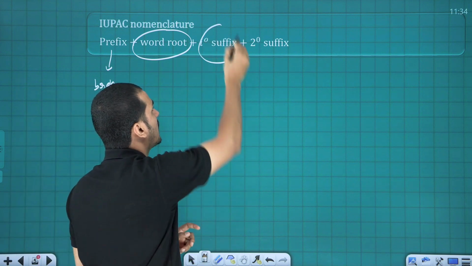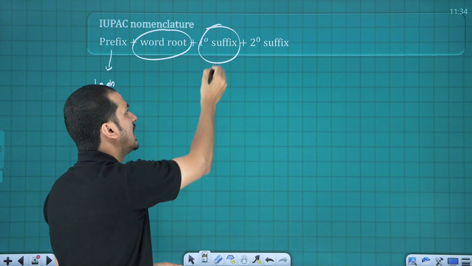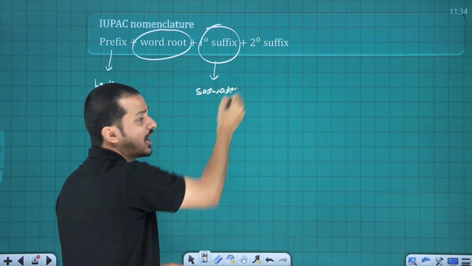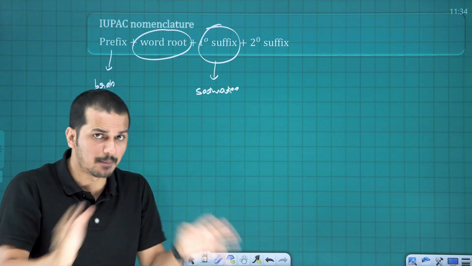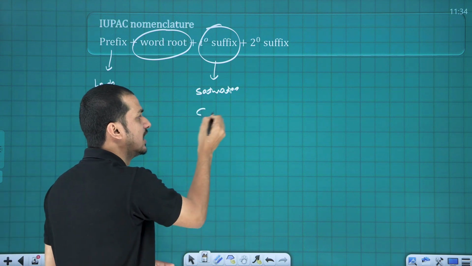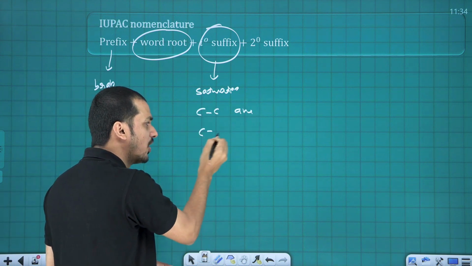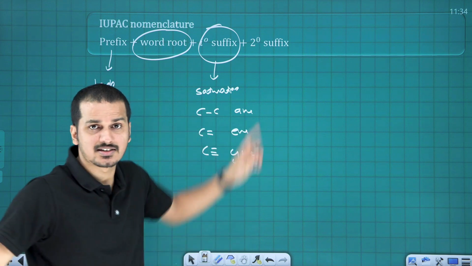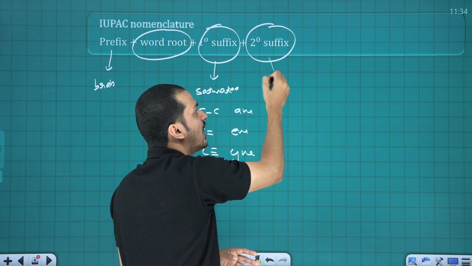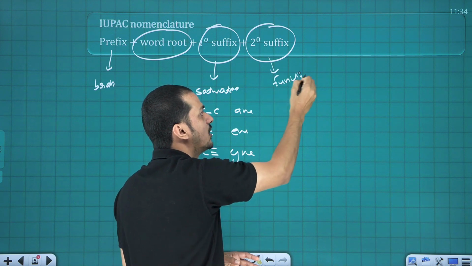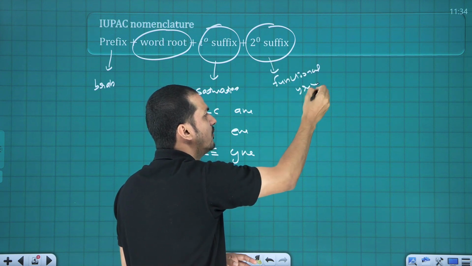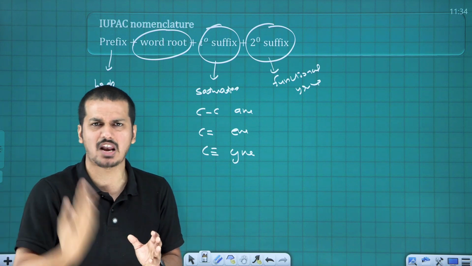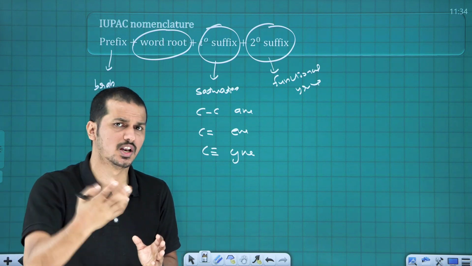See, primary suffix represents saturation or unsaturation of the carbon-carbon bond. If it is all single bonds, it means ANE. Double bond means ENE, and triple bond means YNE. And the secondary suffix represents your functional group. With these ideas, you must remember and practice a lot of questions. IUPAC nomenclature you learned already.